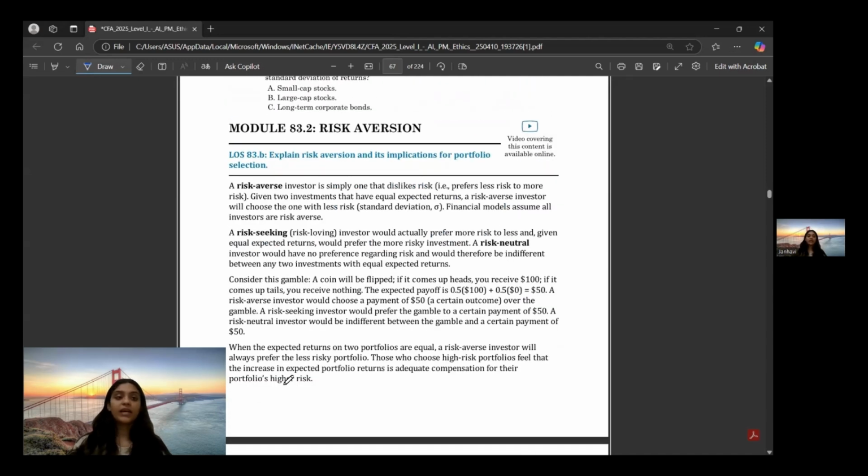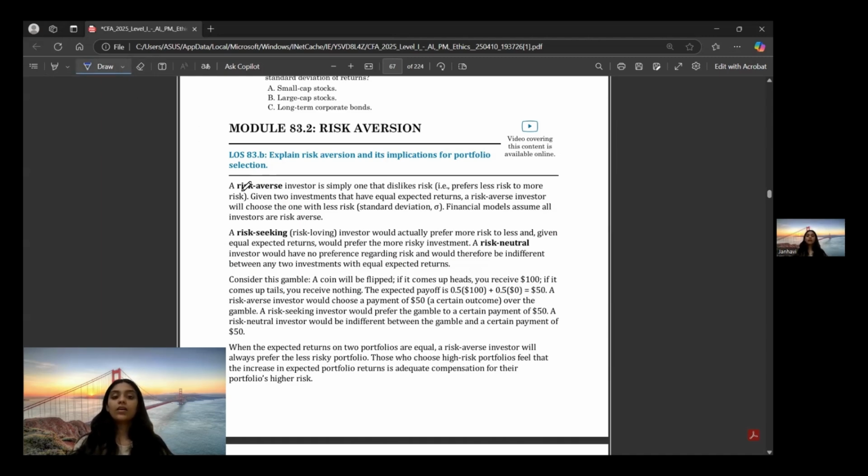Next, we'll be understanding what is a risk averse investor, a risk seeking, and a risk neutral investor. So I want you guys to pause the video for a second, take as much time as you want, and read this entire part. Okay. So I hope you guys took your time and read it.